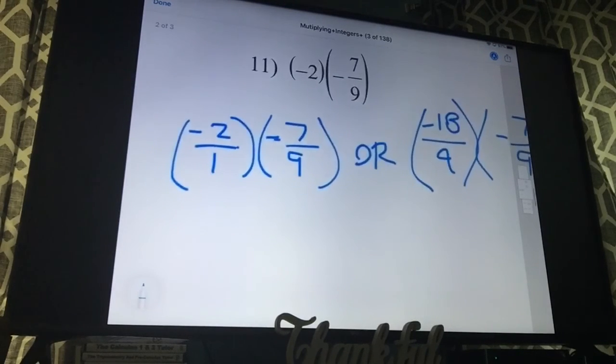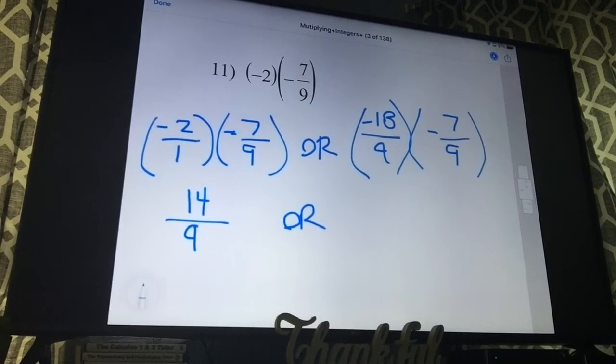Okay, so we could just multiply the top. So negative 2 times negative 7 is going to be positive 14. Okay, and 1 times 9 is 9. Or, on the flip side, if you did this one, okay, negative 18 times negative 7 is 126 over 9 times 9 is 81.